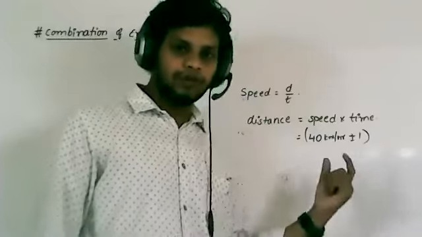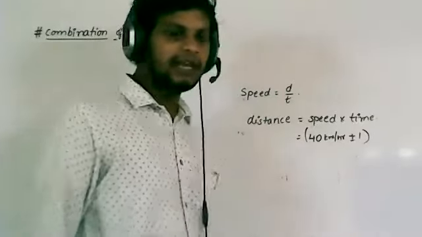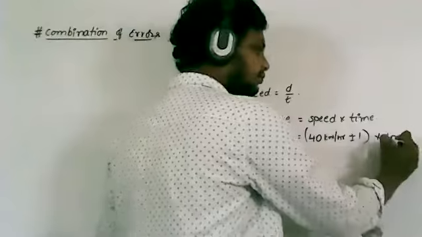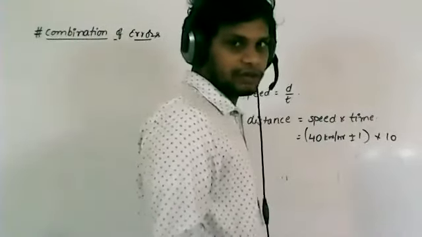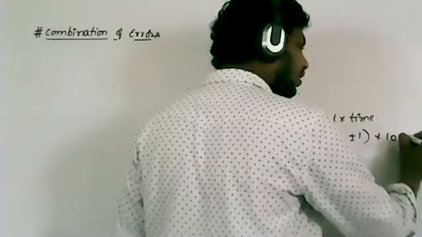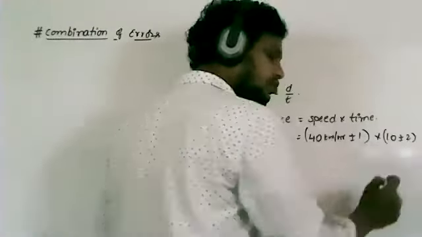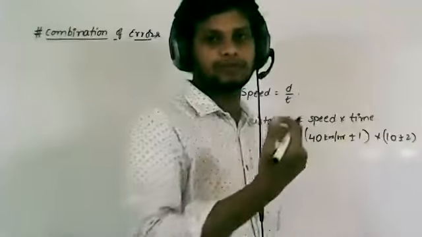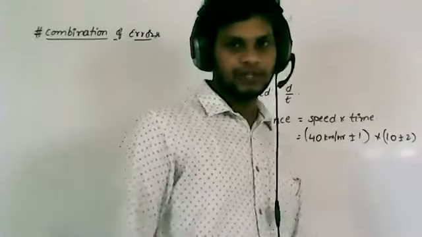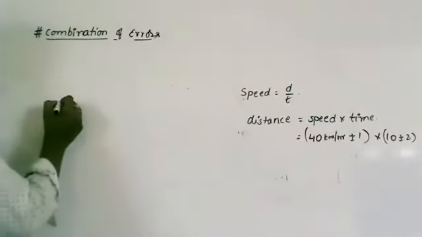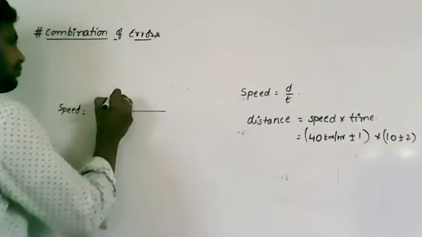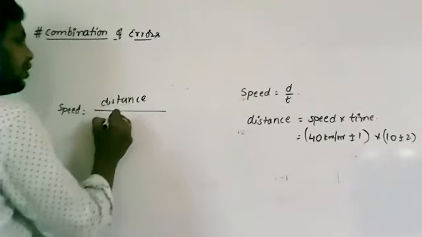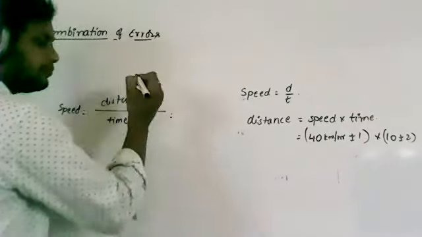Similarly, to cover that distance, let us say a body takes 10 seconds. But that 10 seconds is also not sure. I will take this value as some 2 seconds above or some 2 seconds below. Or else, to find out the speed, you have to measure the distance, and we have to measure the time.